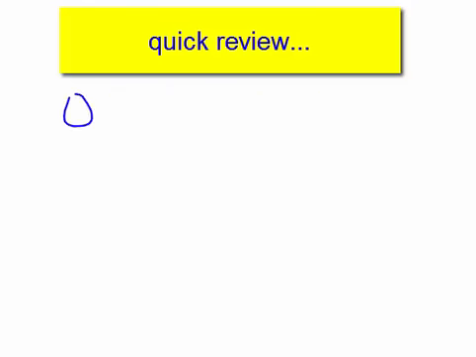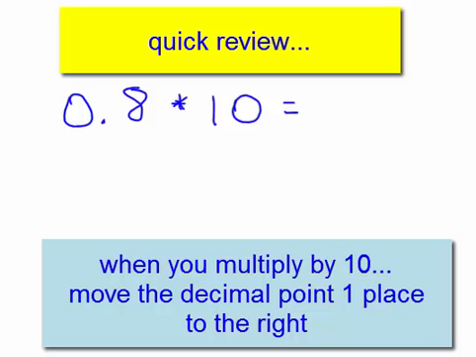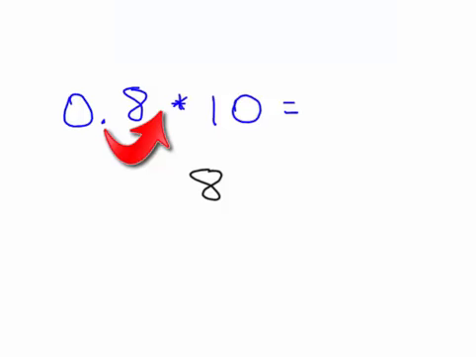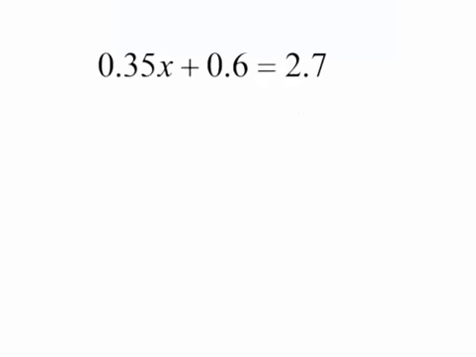If I have 0.8 times 10, when you multiply by 10, I need to move that decimal point 1 place to the right. 0.8 times 10 is simply 8. Let's get to work. We have the equation 0.35x plus 0.6 equals 2.7.